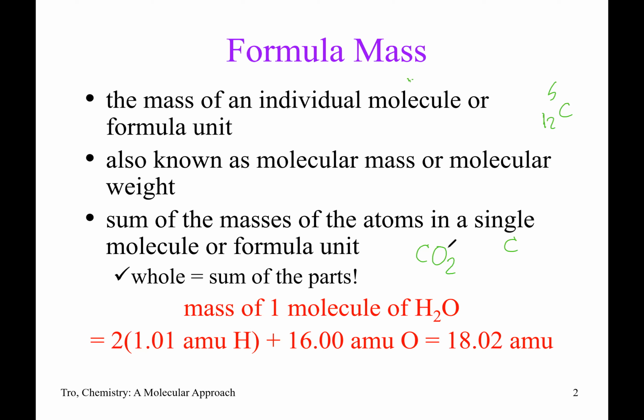And you have one carbon, so it would be 1 times 12. For oxygen, the number in the periodic table is 16 for each oxygen. Since you have 2 oxygens, it's going to be 2 times 16. So you are going to add these numbers, and it's 44. I'm rounding to a whole number just for simplicity.